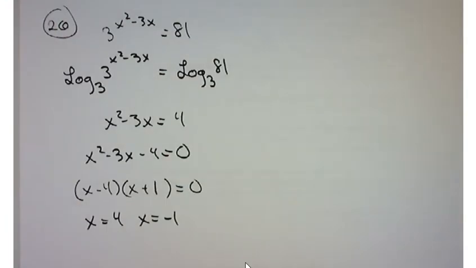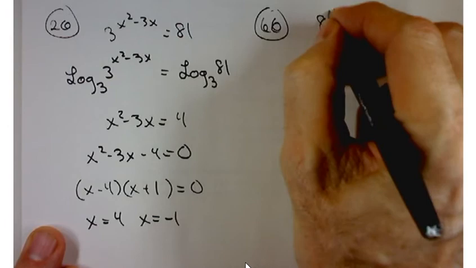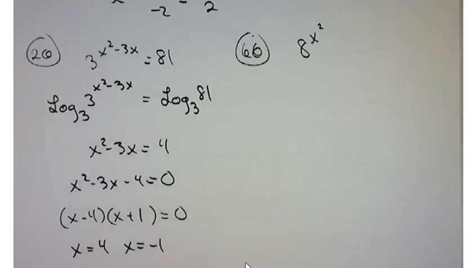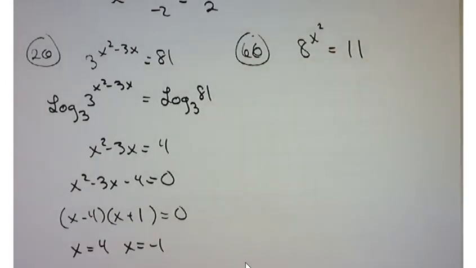Let's do one last one kind of like this. And that's going to be problem number 66. And I like this one. It's 8 to a power to another power. 8 to the x squared equals 11. Well, this is just another exponential equation problem. She's shaking her head like, no, this one looks worse. All right, let's just make baby steps at it.